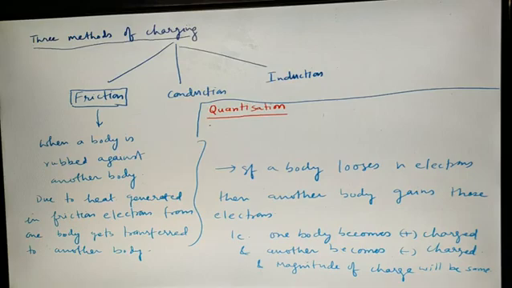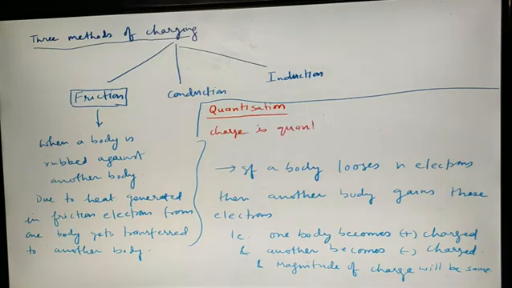Quantization means when there is a quantity, it is a multiple of a very small quantity which cannot be further subdivided. A quantity is a multiple of a very small part, which is known as quanta also. So this property, wherever it exists, we say that this thing is quantized. So charge is always quantized.